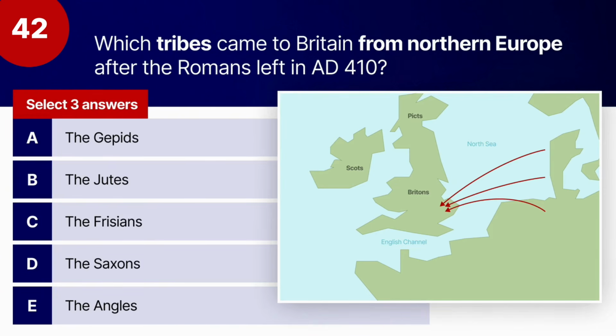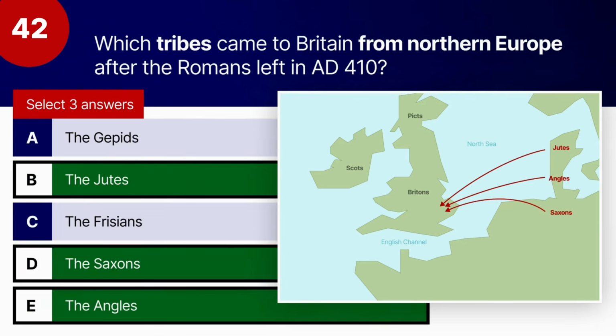Which tribe came to Britain from Northern Europe after the Romans left in AD 410? A. The Gepids, B. The Jutes, C. The Frisians, D. The Saxons, E. The Angles. The answers are B. The Jutes, D. The Saxons, and E. The Angles.